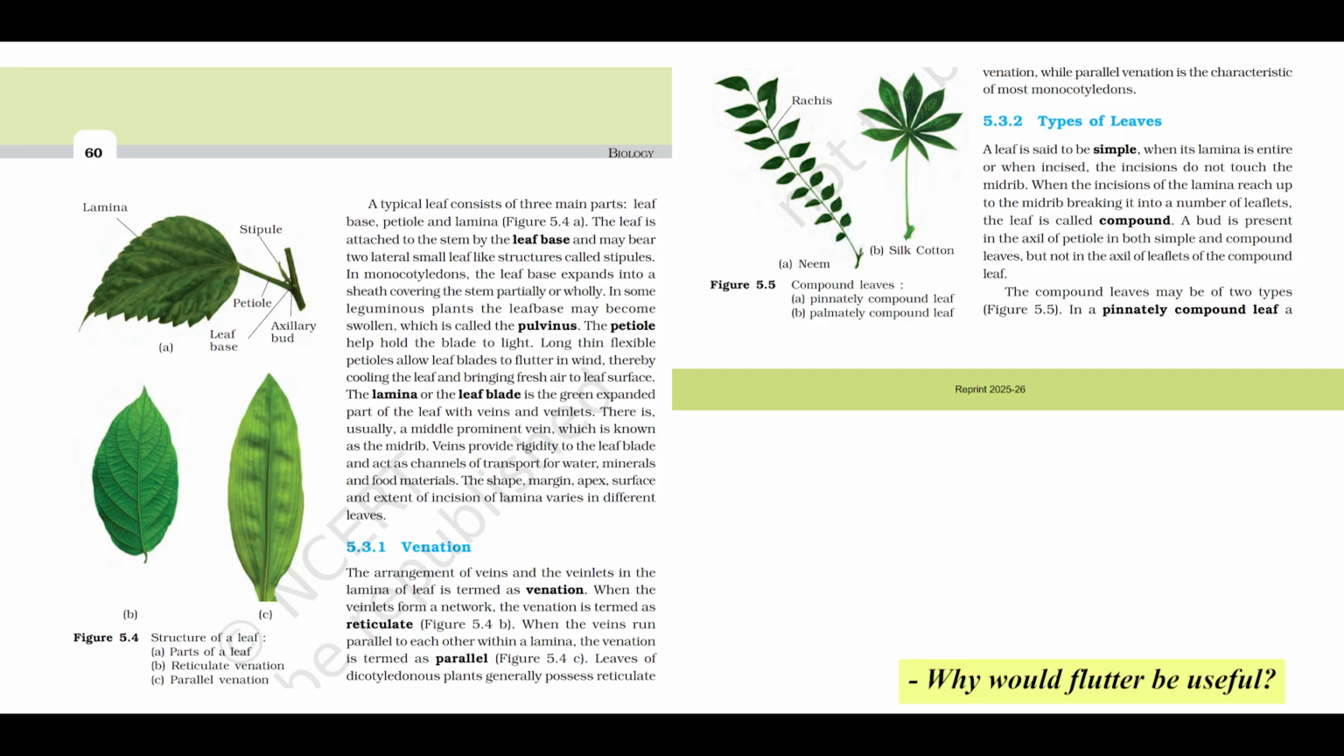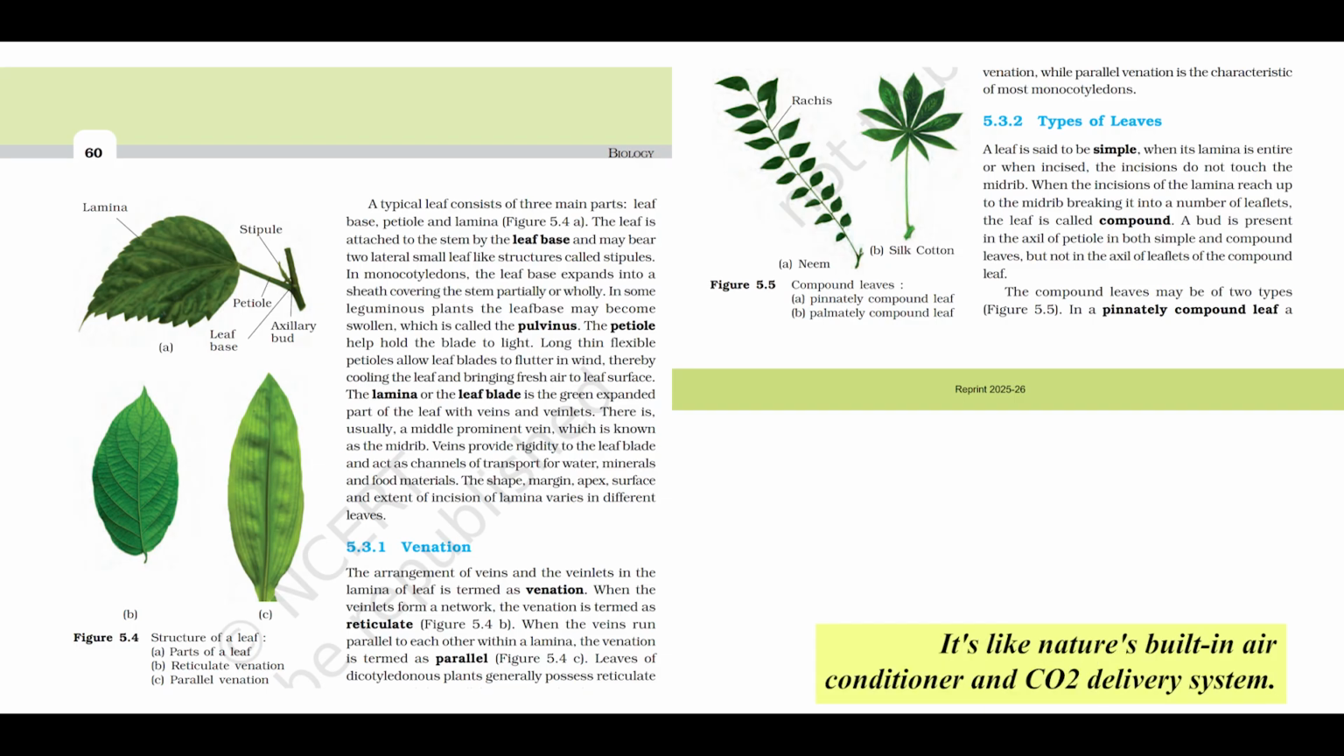Why would fluttering be useful? It helps in two crucial ways. It cools the leaf surface, preventing overheating, especially on hot days, and it brings a constant supply of fresh air, rich in carbon dioxide, right to the leaf surface, thereby enhancing the rate of photosynthesis.